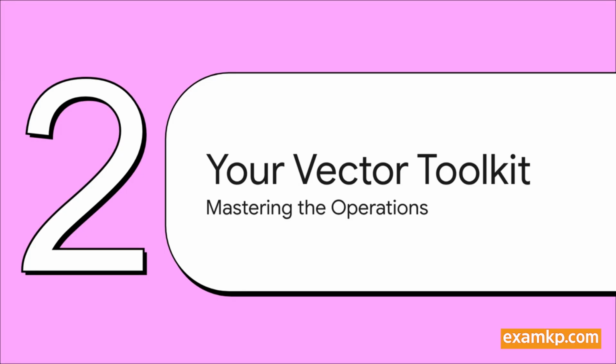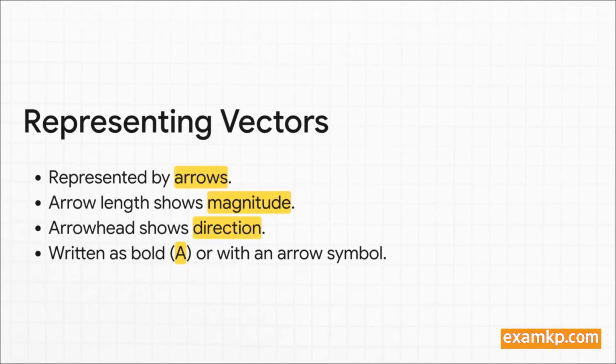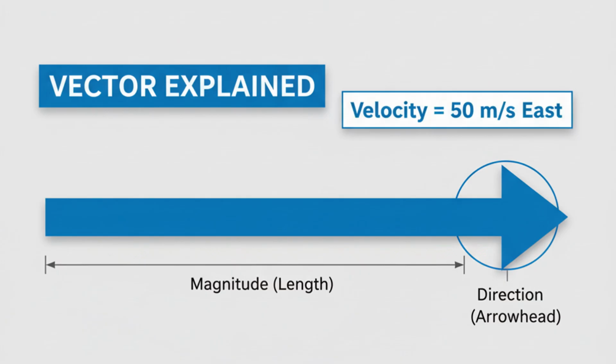Alright, let's build up your vector toolkit. These are the operations you absolutely need to master. You know, we draw vectors as arrows, and it's a really smart, simple visual. The length of the arrow tells you its magnitude, a longer arrow means a bigger force, and of course the arrowhead points you in the direction. Getting comfortable with this visual language is the first real step to solving problems.